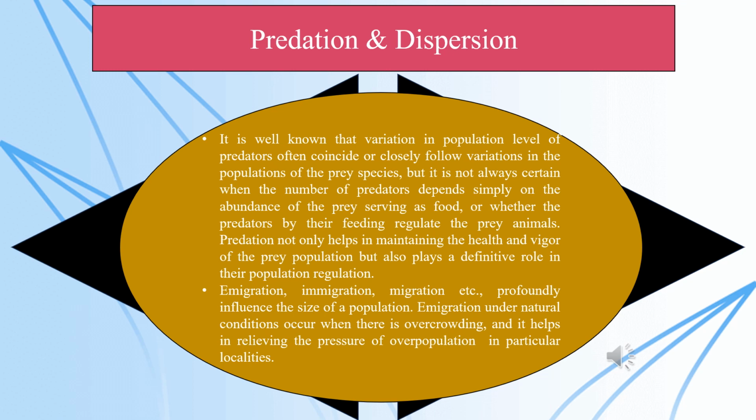Dispersion is about immigration, migration, etc., which profoundly influence the size of a population. Migration under natural conditions occurs when there is overcrowding, and it helps in relieving the pressure of overpopulation in particular localities. Dispersal has survival value for the species, or otherwise it would have disappeared in the course of evolution. By dispersing into new localities, there is opportunity gained for interbreeding with other populations, leading to more genetic heterozygosity and adaptability. And populations of animals inhabiting marginal habitats often also avoid population crashes that frequently occur in congested areas.